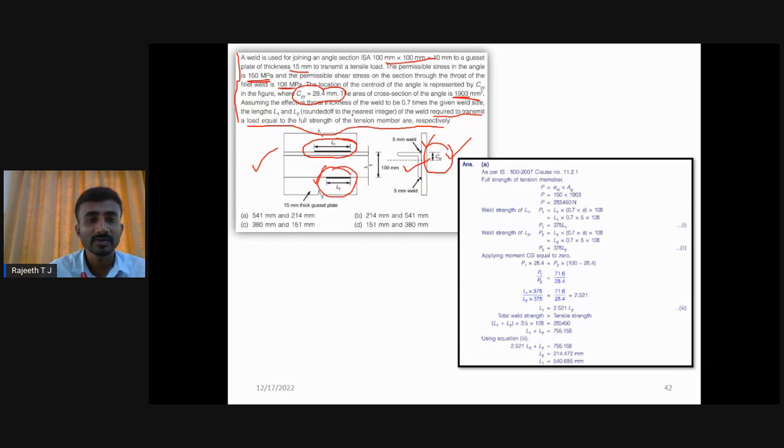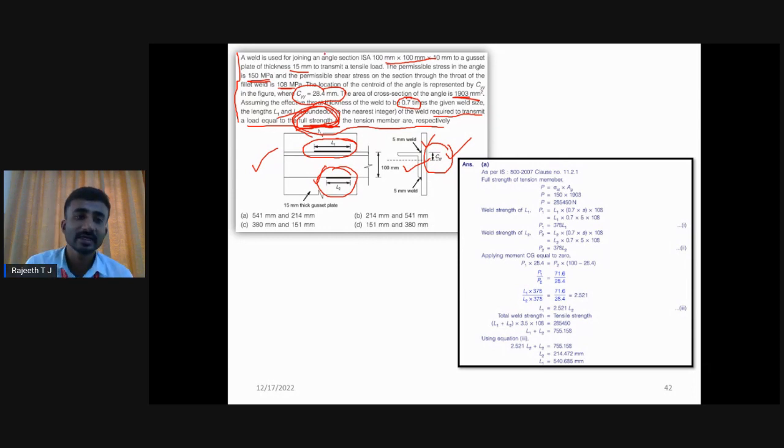L1 and L2 should be rounded off to the nearest integer. And the effective throat thickness is directly given. You can take 0.7 as the K value. Here what we require is how much load it is carrying. Indirectly, they gave a hint about the load acting in the member. How much load does it have to carry? The load acting in the member will be equal to the full strength of the material. How to calculate the full strength of the material? What is load or what is stress? Stress is nothing but load by area. If you want load carrying capacity or strength, you need to multiply stress with the area.